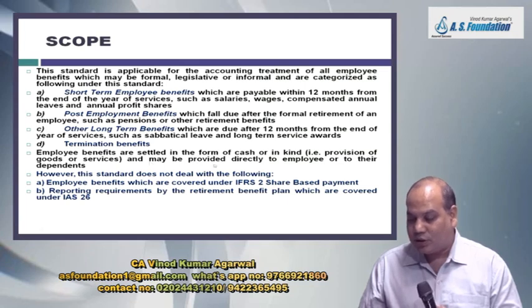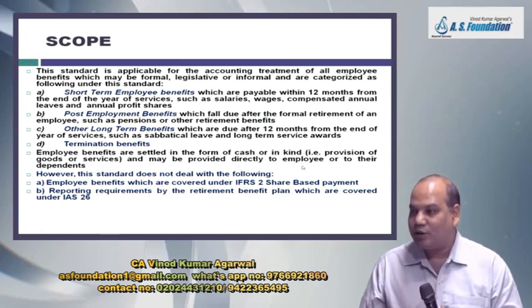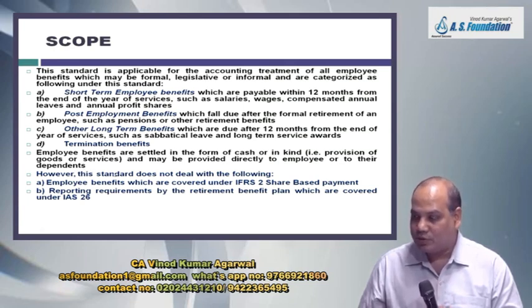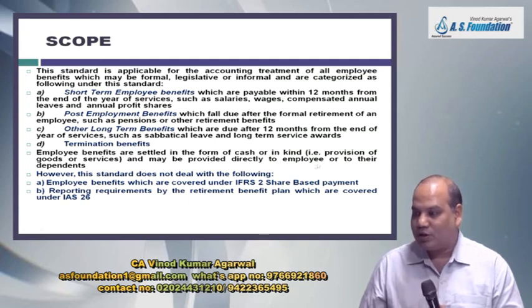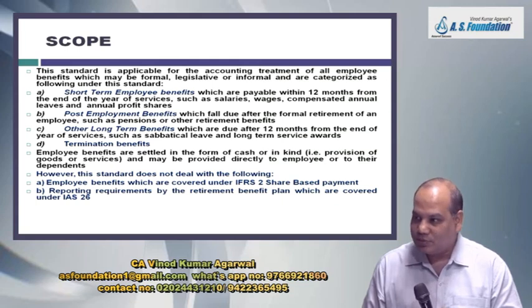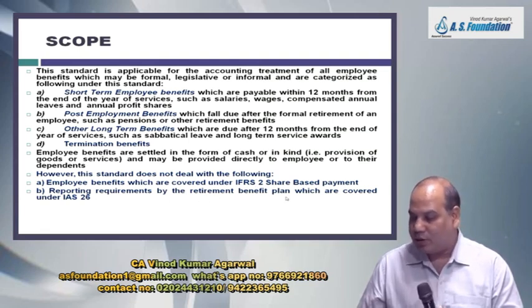This standard also deals with payments made either directly to the employee or to their dependents. For example, a pension or family pension may be given to dependents instead of the employee. Some companies, like Google, say that even if the employee dies, for the next 10 years they will give pension to the family of the employee. Possible? Yes. This standard does not deal with employee benefits covered under IFRS 2 or reporting requirements by retirement benefit plans, which are covered under IAS 26.